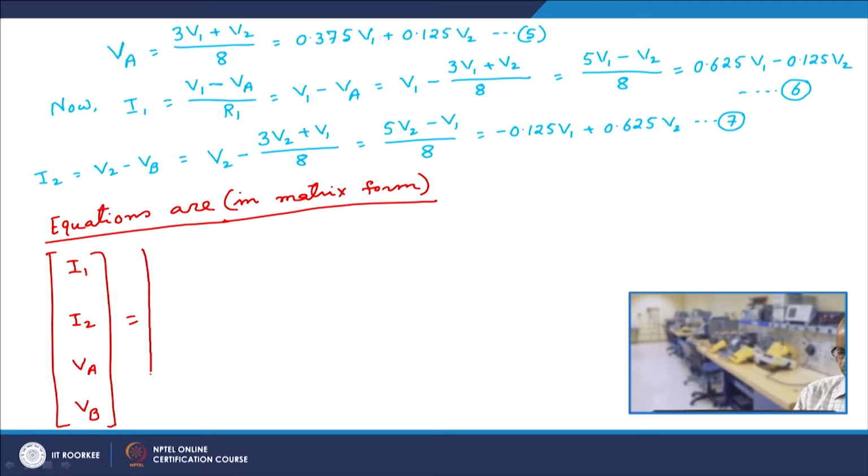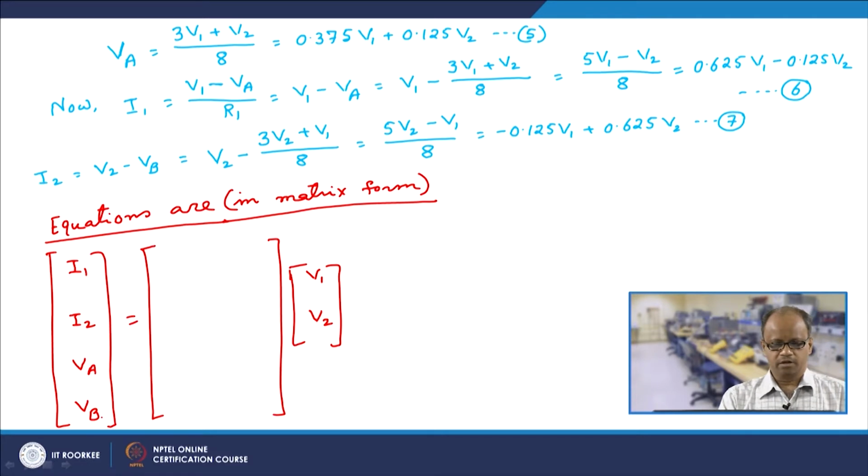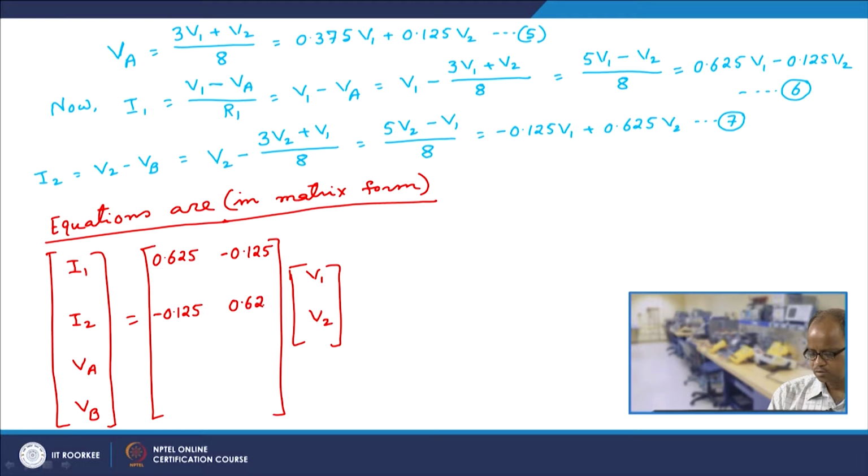There will be something, we will fill up these blanks, and this would be V1, V2. Now, first thing, I1 is 0.625 V1 minus 0.125 V2. I2 is minus 0.125 V1 and plus 0.625 V2.